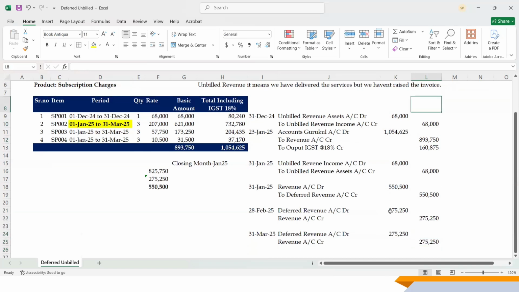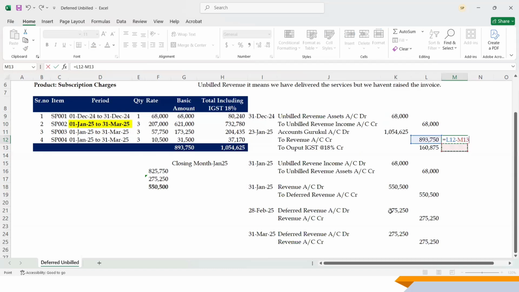Now, if you see here, in December, you have the unbilled revenue. That's a revenue with 68,000 booked. Here, your revenue account is credit, that's 8,93,750. Against this, you have done the reversal of this unbilled revenue income, that's 68,000 less. This is pertaining to the deferred revenue. You have debited the revenue account for 5,50,000. So if you see here, the net revenue is there in the month of Jan.